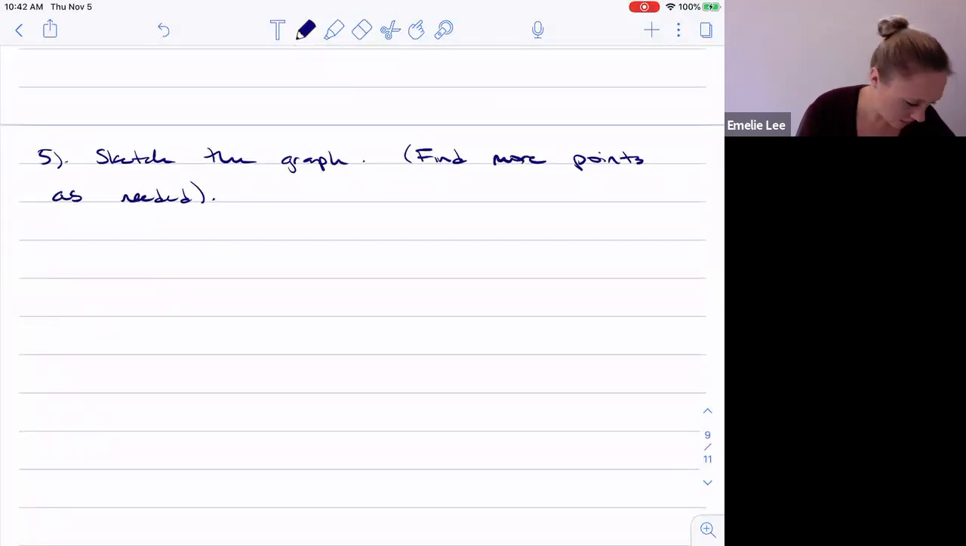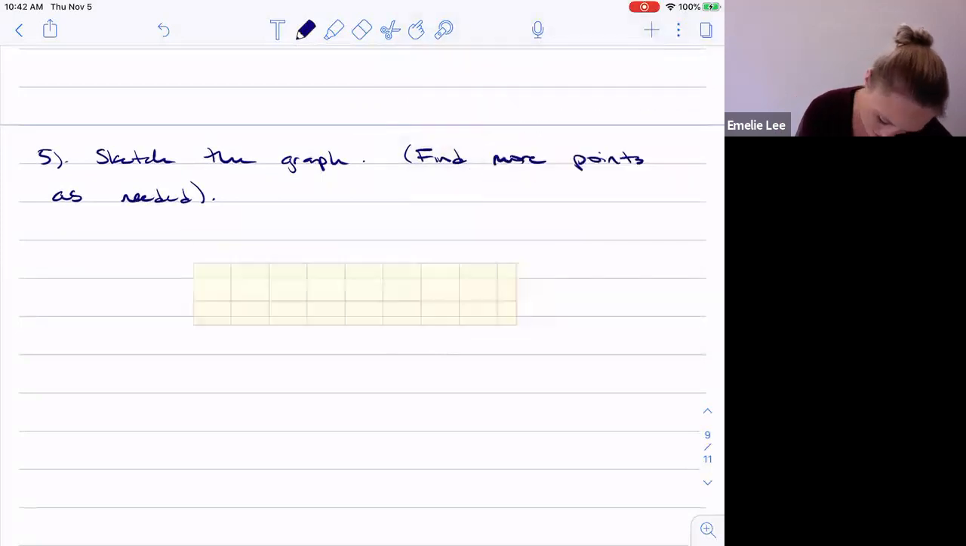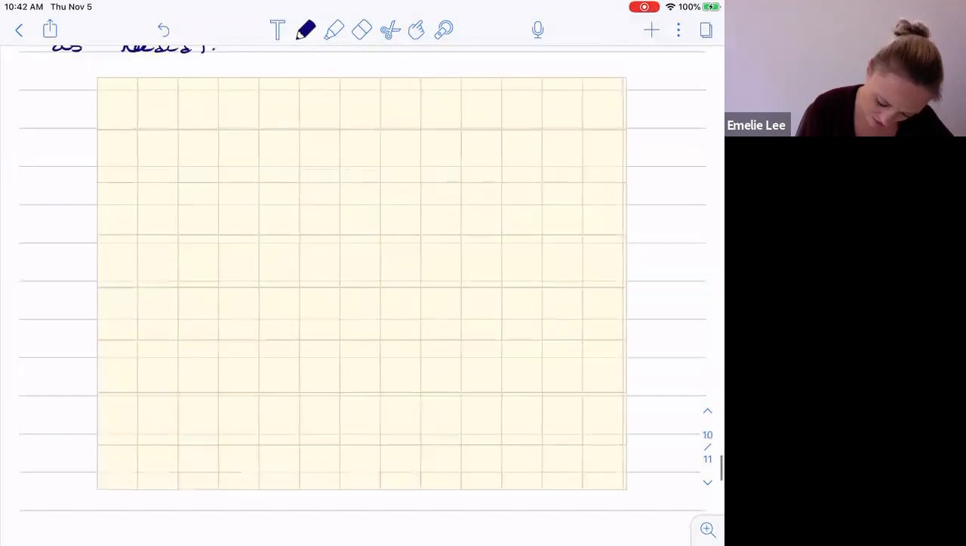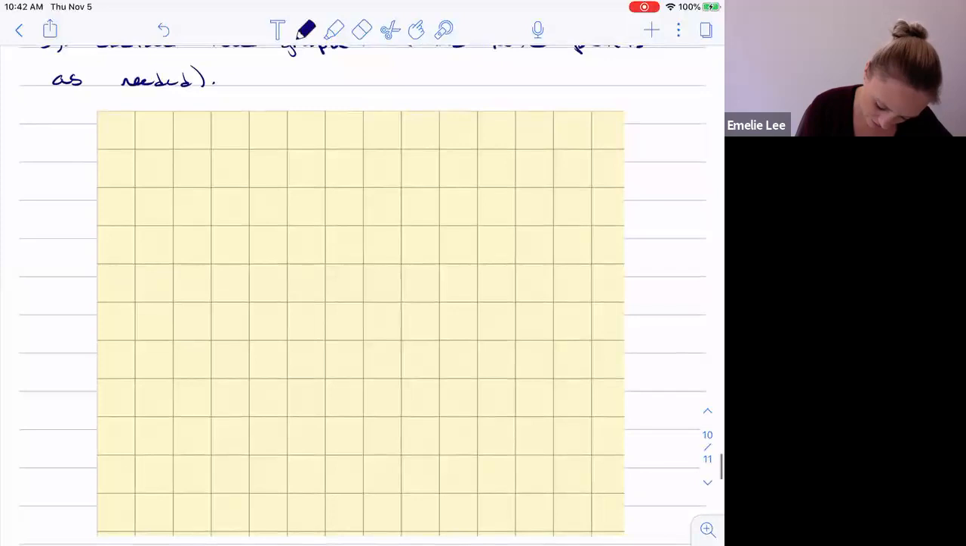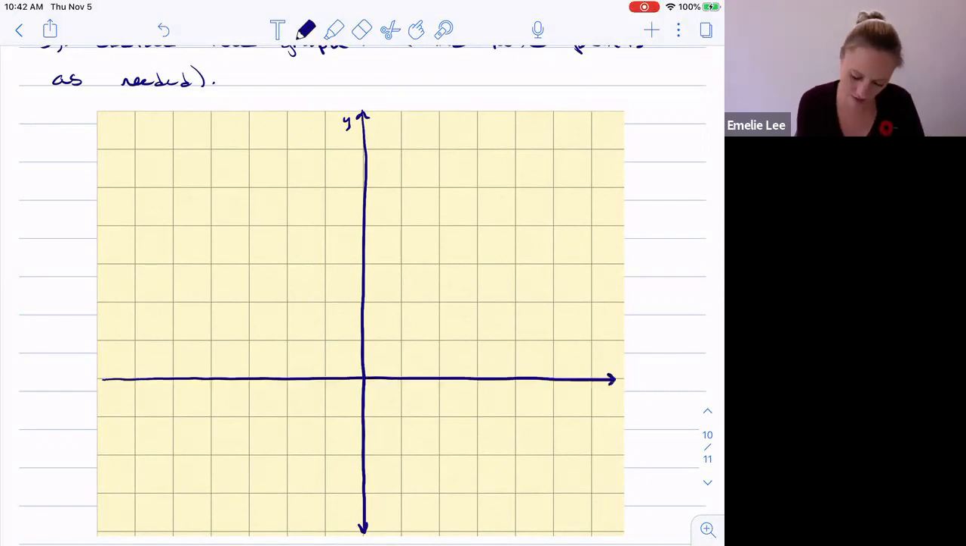Well. If I have to draw a sketch, I might as well put a grid here. Hopefully I don't regret it. Sometimes it's hard to move it. Okay. Put my y-axis here, and then I'll put my x-axis kind of here. Why not?